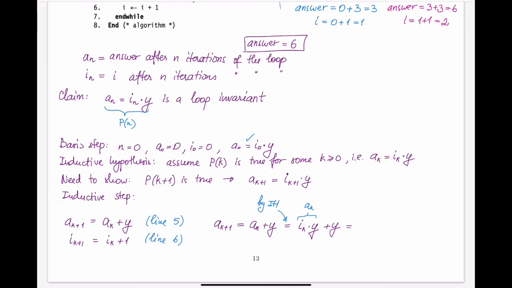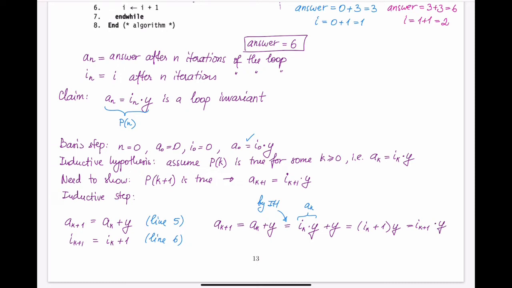Excellent. Now I notice that both of these terms have y in them, and that is something that I can certainly factor out. If I factor that out, I'm going to have left I sub k plus 1 times y, right? I factor it out onto the right-hand side here. And now this is also quite helpful because I know from what I've derived from the algorithm that I sub k plus 1 is actually just I sub k plus 1 in the subscript times y.